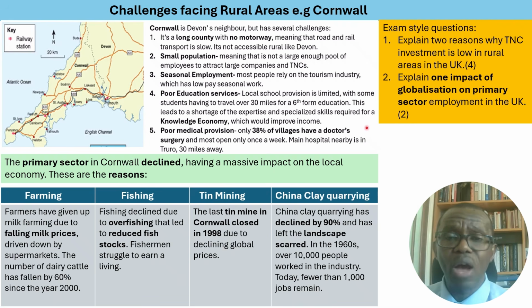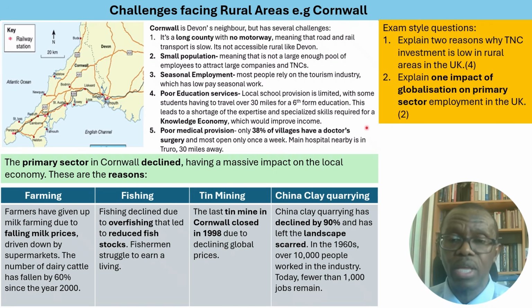Okay, so now exam style questions. The first one here is to explain two reasons why TNC investment is low in rural areas in the UK. Of course, here you'd be talking about the fact that the population in these areas is quite low, and therefore there are not as many workers for these TNCs to employ, and therefore the TNCs choose not to locate there. And then also you're talking about accessibility.